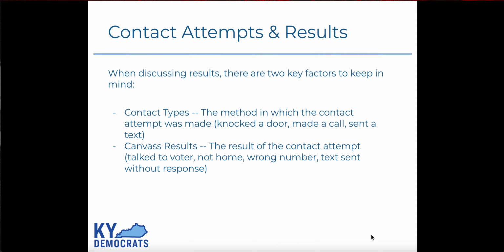So, moving on to contact attempts and results. Two factors to keep in mind. A contact type is how that contact was made. Did you knock a door? Did you make a call? Did you send a text? The result is the result of that contact attempt. So did you talk to the voter? Were they not home? Wrong number? Et cetera, et cetera.